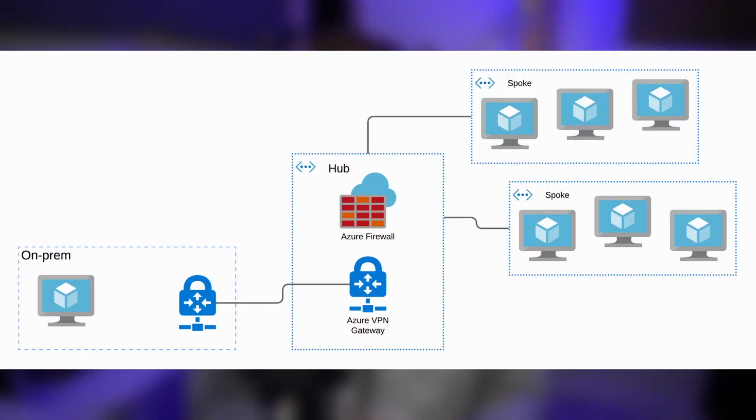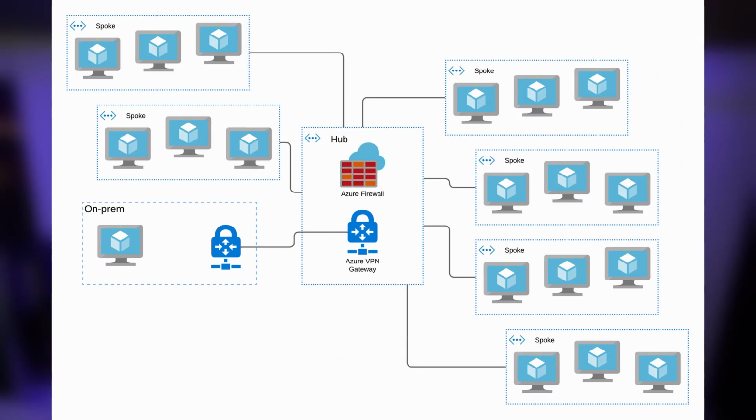The spokes in this kind of setup should be isolated, and all traffic to and from them should go through the main hub. This removes the need for peering between all your VNets, and instead you only need to peer each spoke with the hub. A lot less complicated and a lot more manageable. And as your environment grows, you simply keep adding more and more spokes.